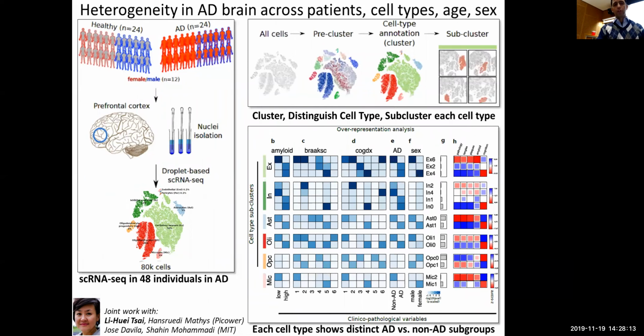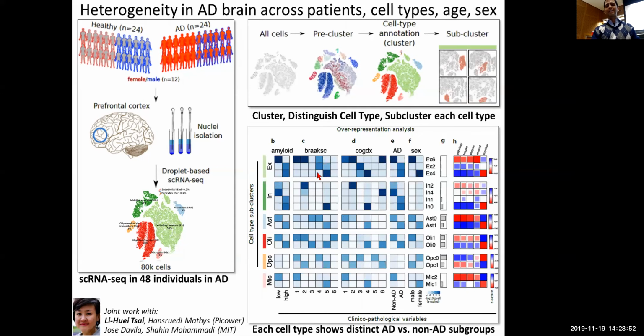Within each of those cell types, you can then subcluster the cells into subsets of excitatory and inhibitory neurons, subsets of astrocytes, oligodendrocytes, microglia, OPCs, oligodendrocyte progenitor cells, and then ask how these subsets of cells, learned completely de novo within each of the cell types, correlate with pathology. What you can see is that for every one of those major cell types, the subclusters are in fact capturing healthy or sick cells, which is quite remarkable.